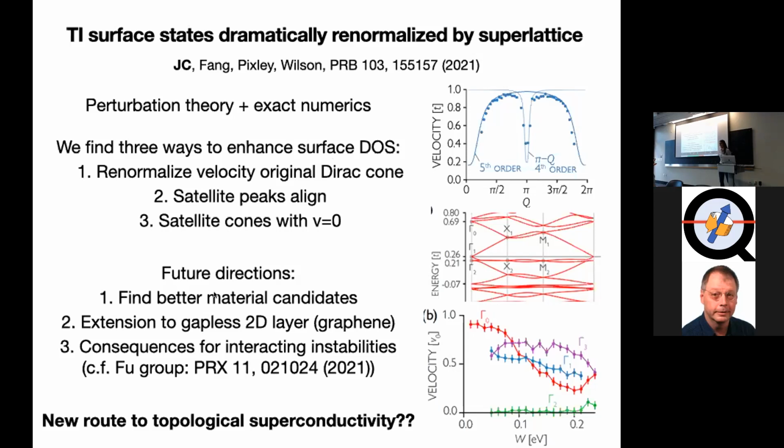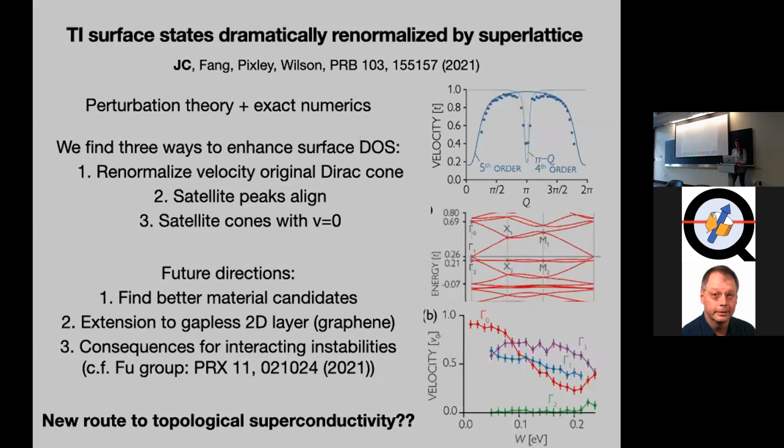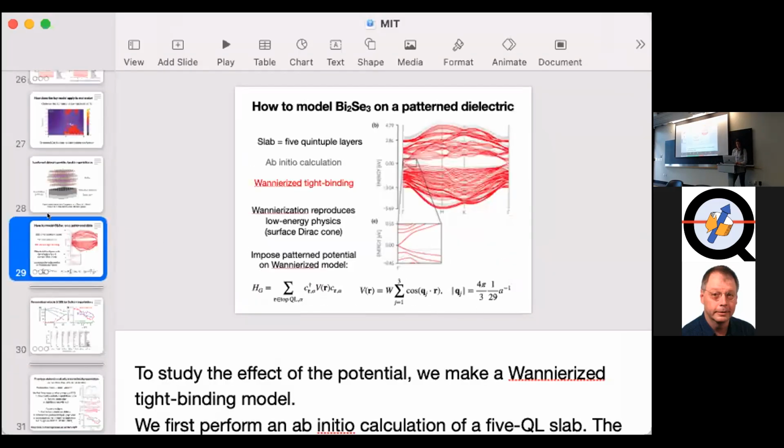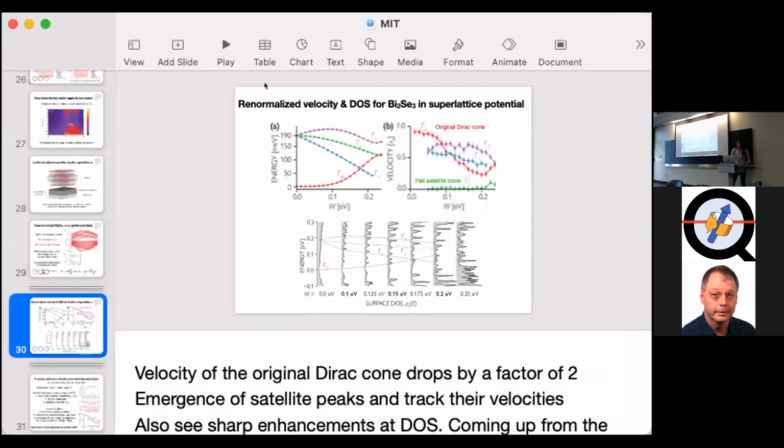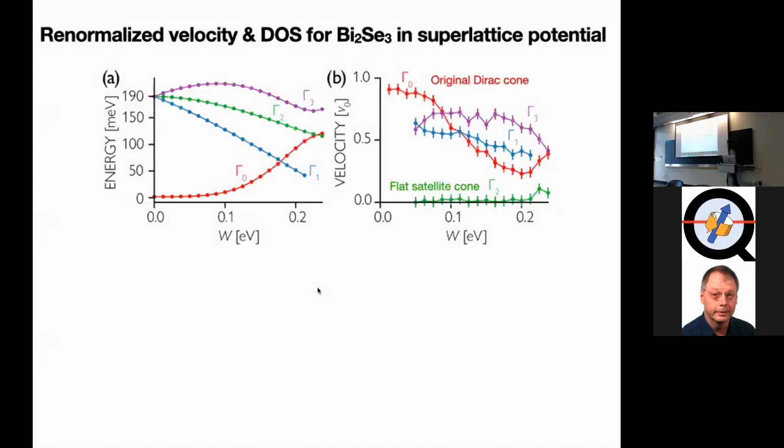More about the satellite cones with zero velocity. Oh yes, so actually, this is what happens. Let's see if I can go back. It wants me to quit. Yes. I will repeat the question. So the question is, can I say more about the satellite cones with zero velocity?